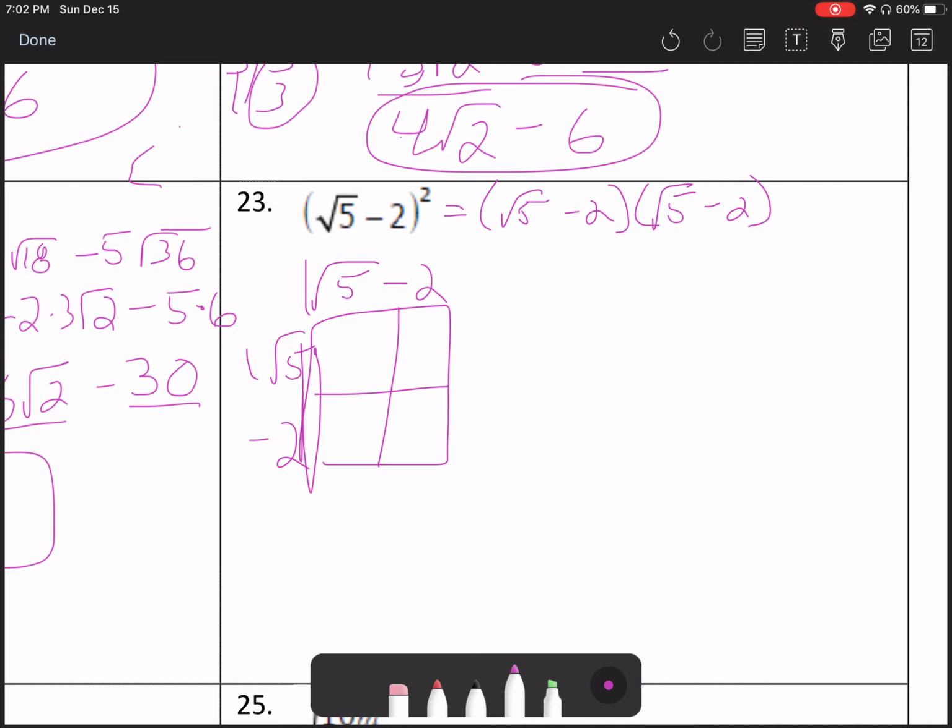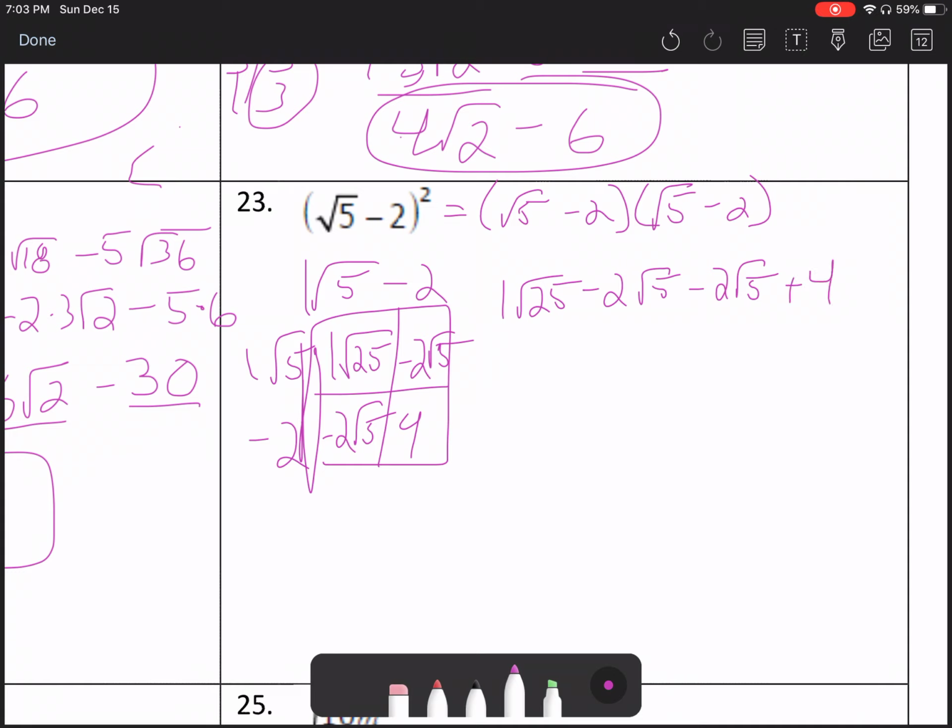And I do the same thing I did with the previous problem. 1 times 1 is 1. Radical 5 times radical 5 is radical 25. 1 times negative 2 is negative 2 radical 5. Negative 2 radical 5, and then negative 2 times negative 2 is positive 4. I write it all out. 1 radical 25 minus 2 radical 5 minus 2 radical 5 plus 4.